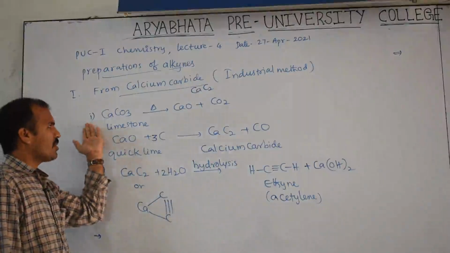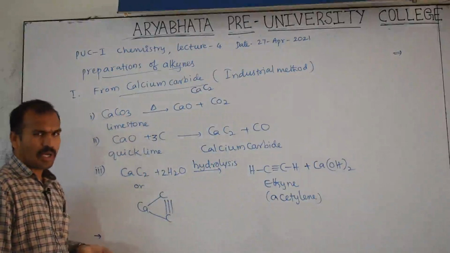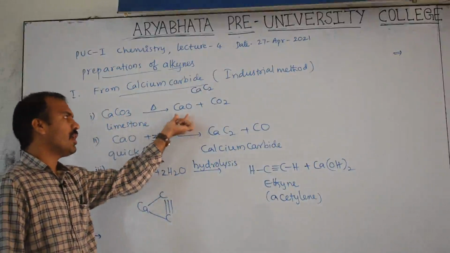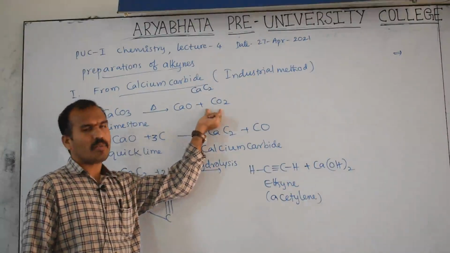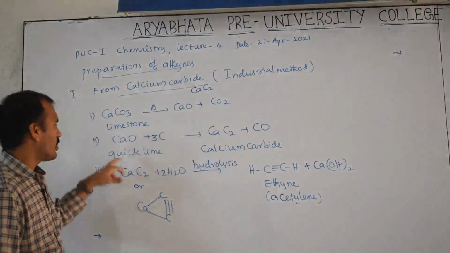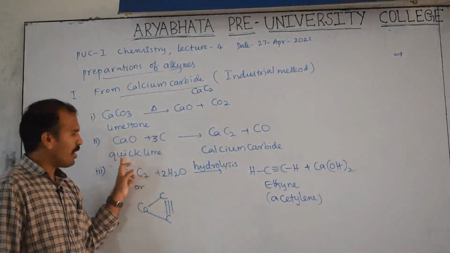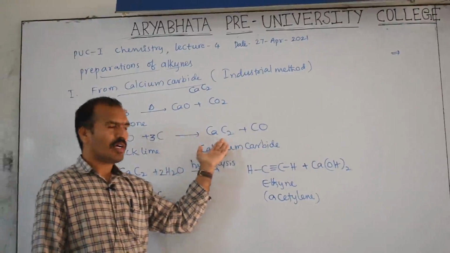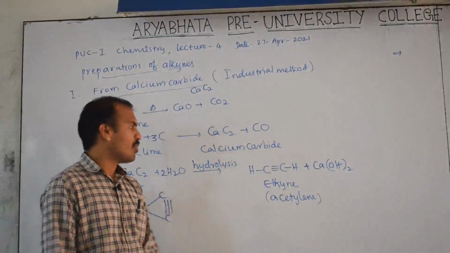The first step is calcium carbonate, whose name is limestone. Limestone on heating gives calcium oxide and carbon dioxide. This calcium oxide is known as quicklime. This quicklime, treated with carbon, converts to calcium carbide plus carbon monoxide.